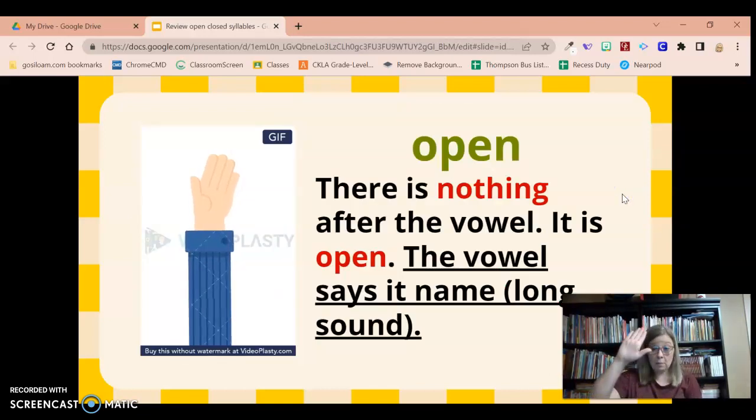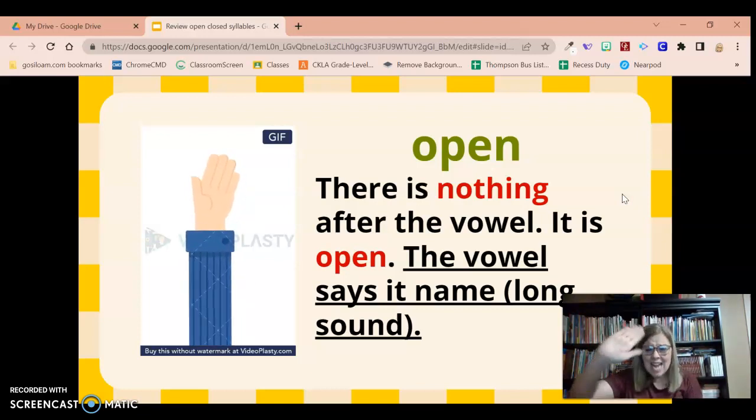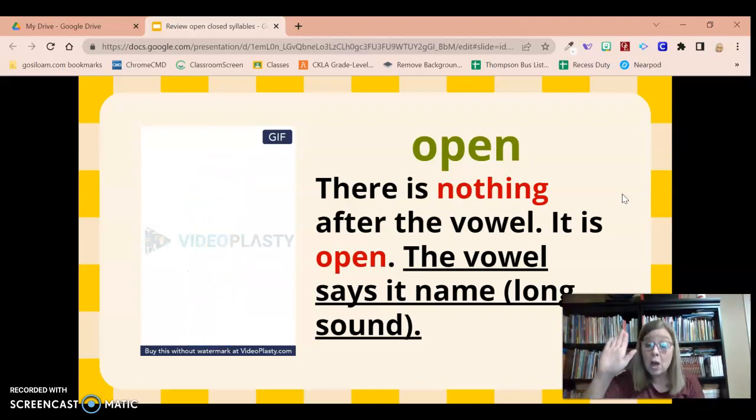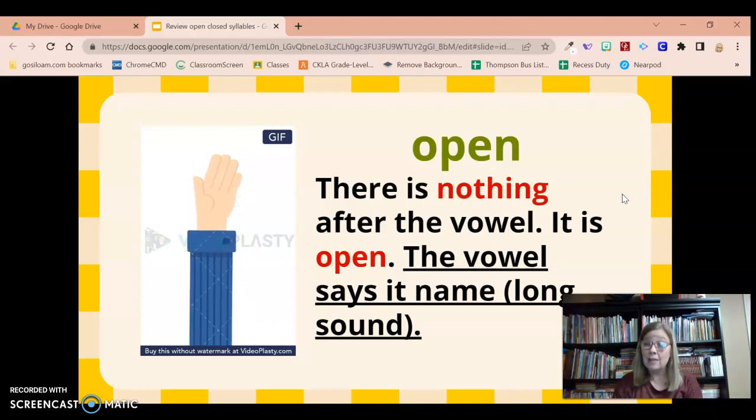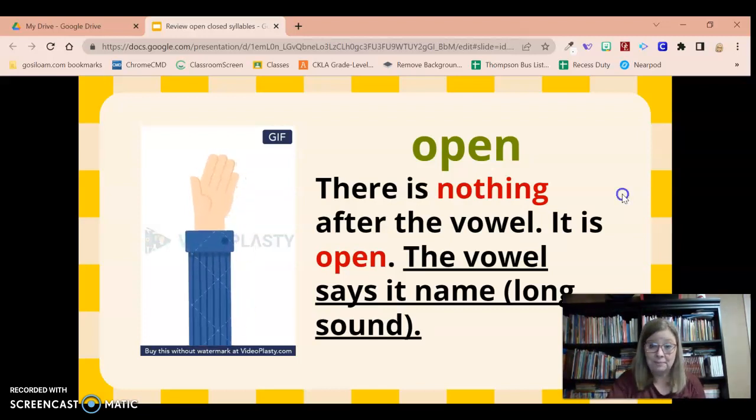And then we talked about open syllables last week, okay? In an open syllable, there is nothing. You take that open hand and you say nothing. There is nothing after the vowel. It is open, and that makes the vowel say its name or its long sound. A, E, I, O, U, the long sound.